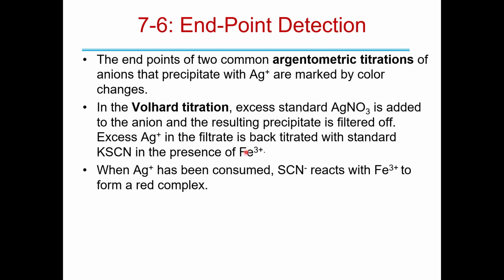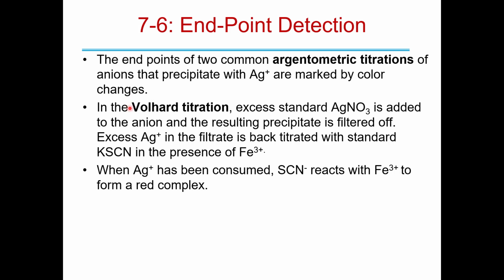All right, so how do we go about detecting endpoints? We're going to talk about two ways that we can detect endpoints. We're going to look specifically at what we call argentometric titrations. Argentum is the Latin word for silver, and that's where we get the symbol for the element silver. And so anytime we're using silver nitrate as our titrant, we call those kinds of titrations argentometric. Argentometric, fun word to say. Argentometric titrations. So we're going to look at two different methods.